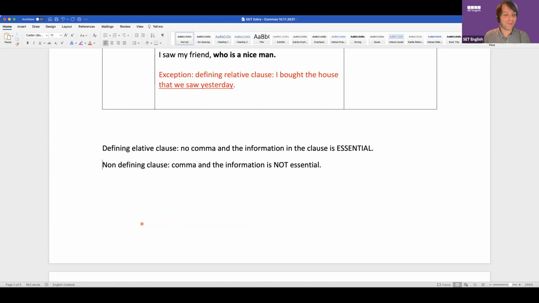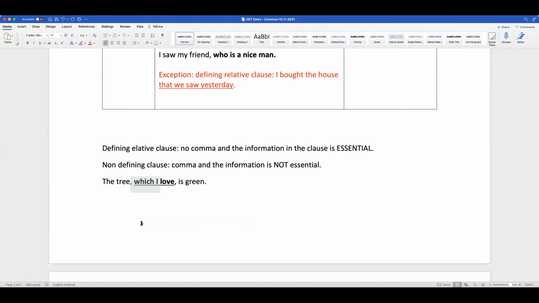It's difficult to think of a defining relative clause. Can anyone give an example? I'll give you an example of non-defining. The tree is green. How many clauses are there? One. Okay, so let's say the tree, which I love, is green. That's a relative clause. Now we have 2 clauses. Is that information essential? No. The tree is green, right? I can remove it and there's no problem, so we need commas.